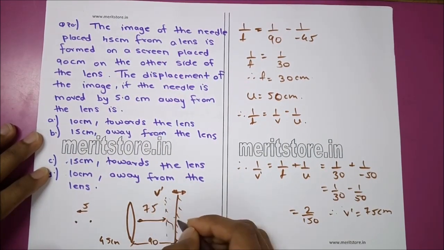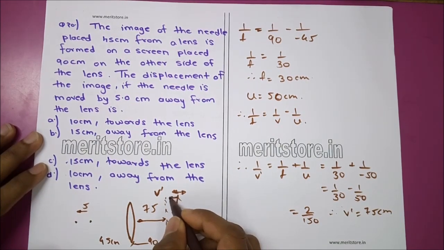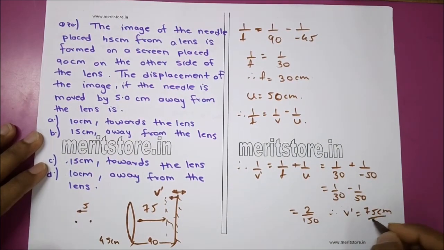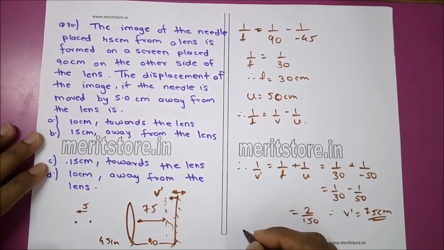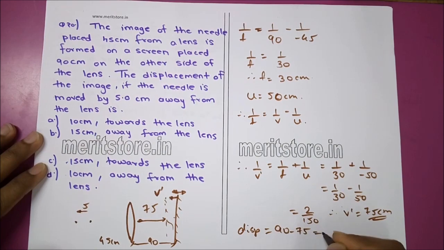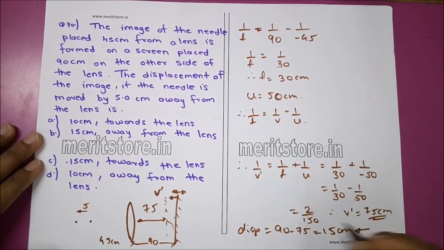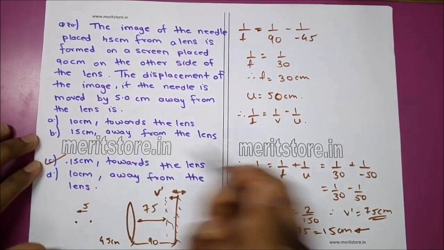And since 75 is less than 90, we need to move the screen towards the lens. So 75 centimeters should be the new distance, and so the displacement should be 90 minus 75, that is equal to 15 centimeters towards the lens. So 15 centimeters towards the lens, option C is the correct answer.